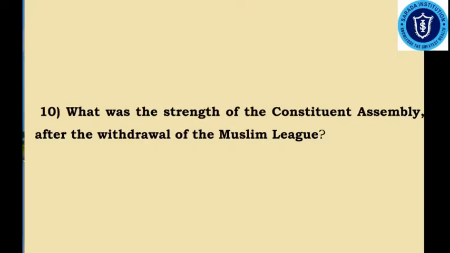Question number 10. What was the strength of the Constituent Assembly after the withdrawal of the Muslim League? So, when the Pakistan resolution was passed and it was decided that Pakistan will be another country, another Constituent Assembly was formed for Pakistan. So, all the members of Muslim League, they withdrew themselves from the Constituent Assembly of India. So, the number of members of the Constituent Assembly of India were reduced.